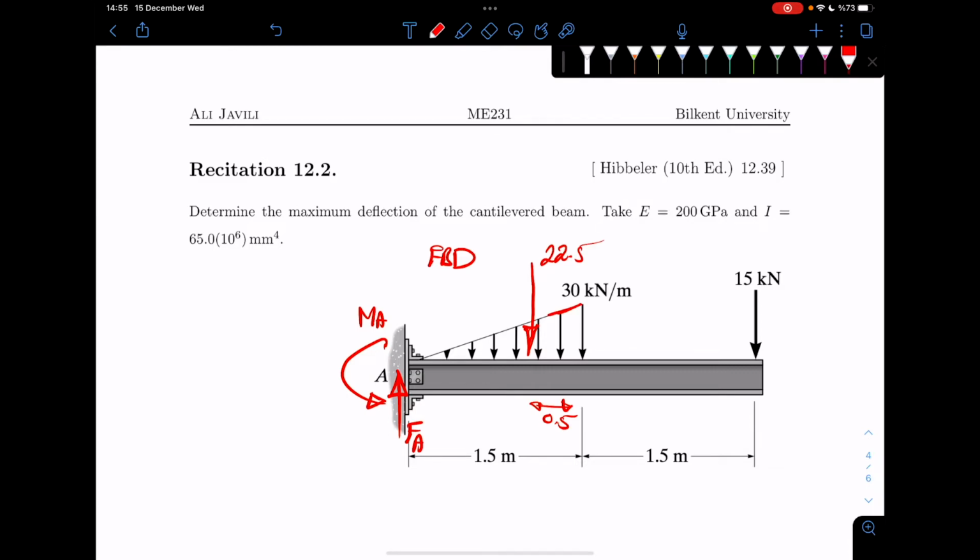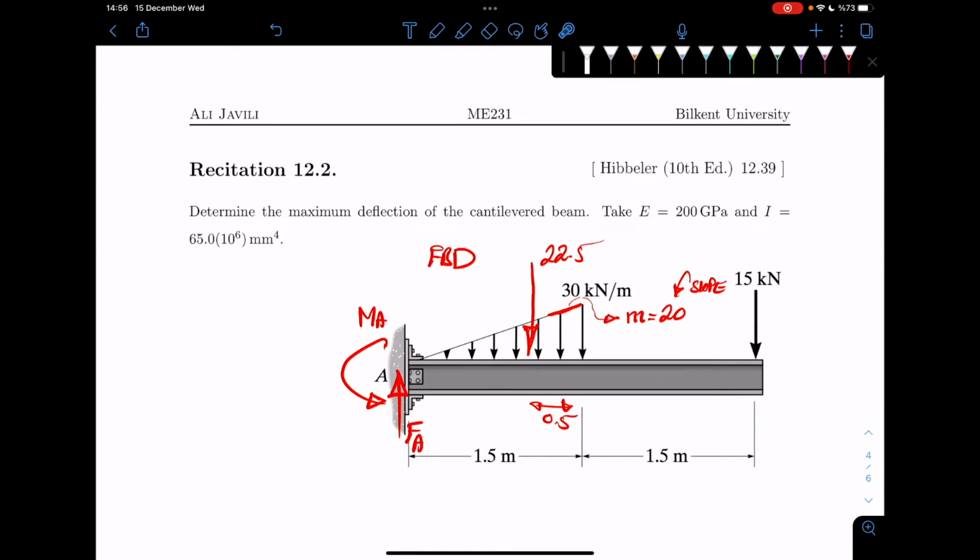Also, we don't need it now, but we will need it soon: you can calculate the slope of that line. It is 30 in 1.5 meters, which is basically 20 in 1 meter. So that's the slope of the line. If you wanted to write the equation of the line as y equals mx plus b, you can, and b would be 0 anyway here.